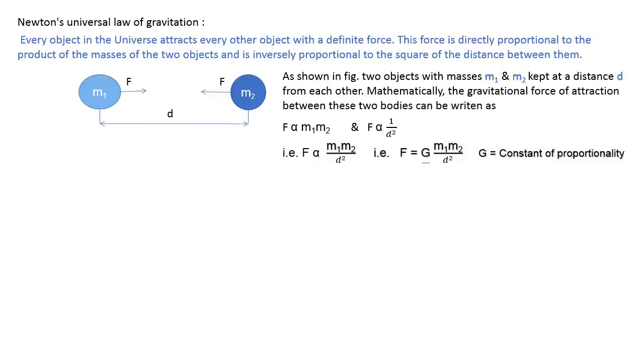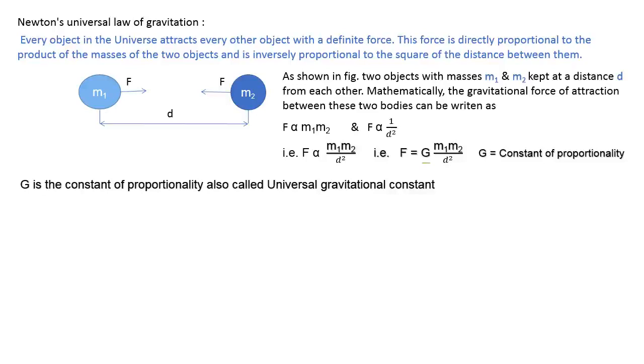What is G called? Constant of proportionality. In the earlier example of Kepler's law we used a K. Here we are going to use a capital G, and this capital G is called a constant of proportionality. Now further, G, the constant of proportionality, is also called the universal gravitational constant. Why? The law is all over. Universally this law is applicable, and therefore this gravitational constant is called the universal gravitational constant.